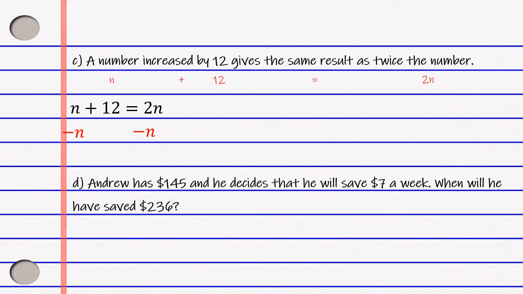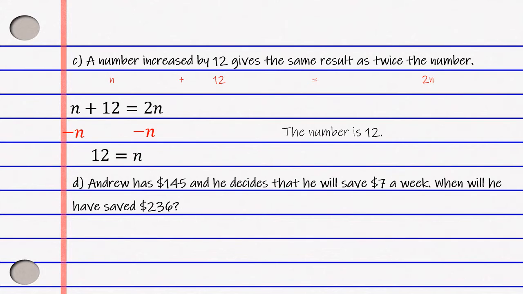But 2n minus 1n is just n, so we end up with 12 equals n. So the number is 12. So a number increased by 12, so that would be 12 plus 12 would be 24, is the same as twice that number. So 12 times 2 is also 24. So that totally makes sense.